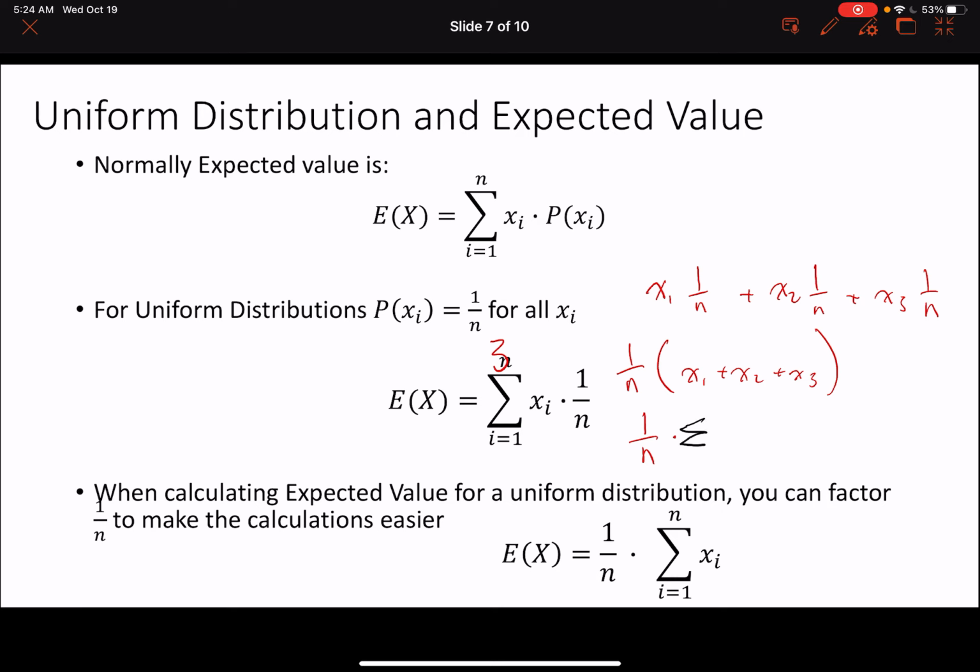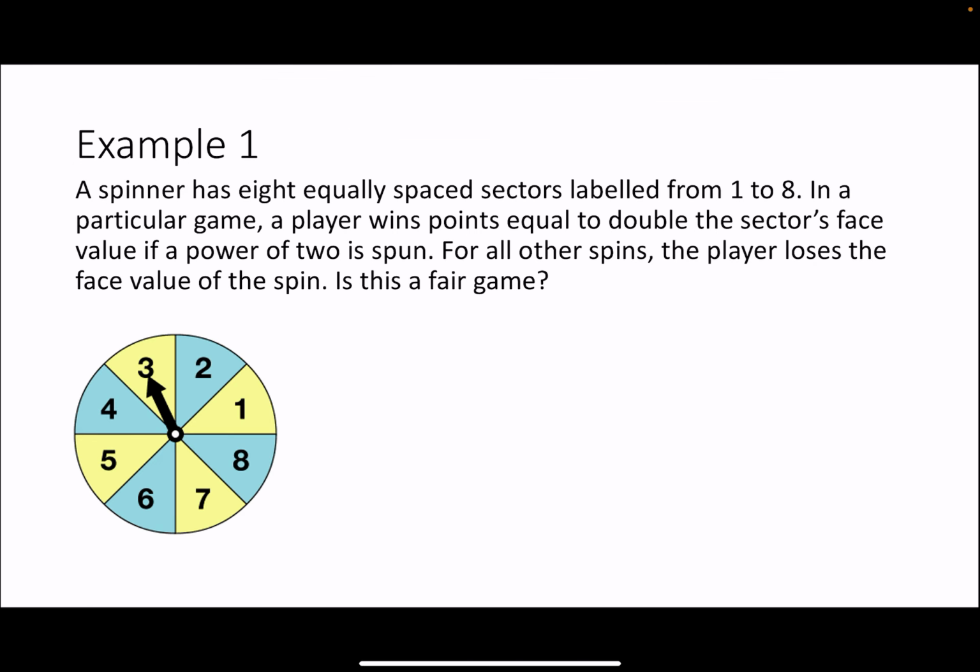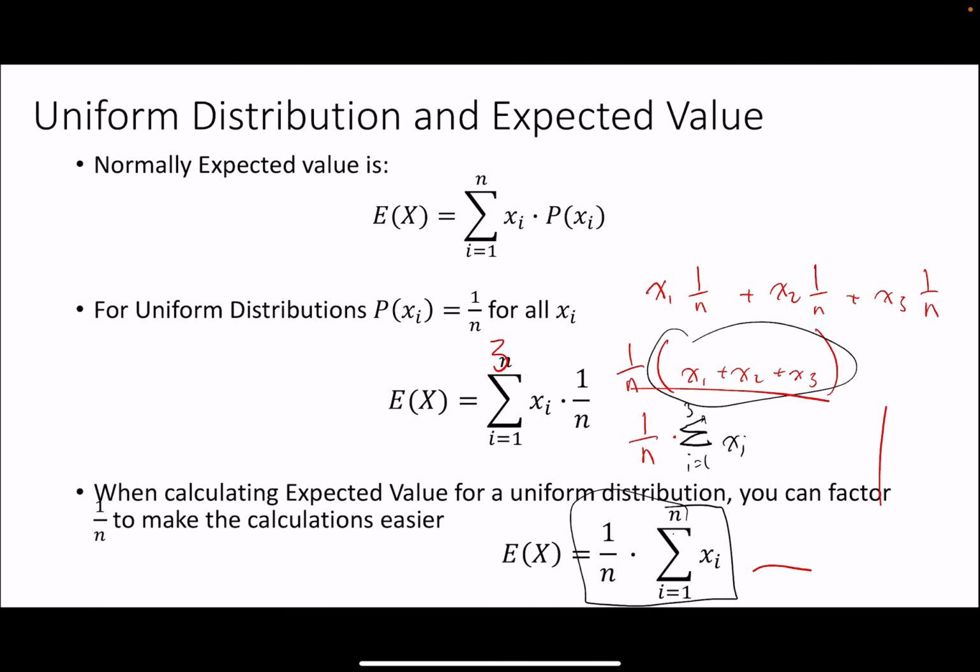And then that's equal to 1 over n times the sum of xi, i equals 1 to 3. That's equal to this, right? Add up xi from 1 to 3. And that's essentially what that means right there. Okay? So you can factor that out. Now, if you didn't understand that, it's not necessarily the worst thing. Just know that I can multiply 1 over n times all my expected values.